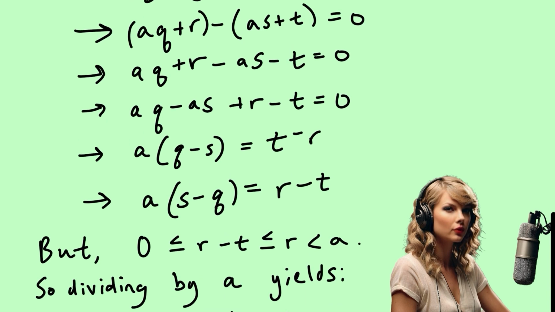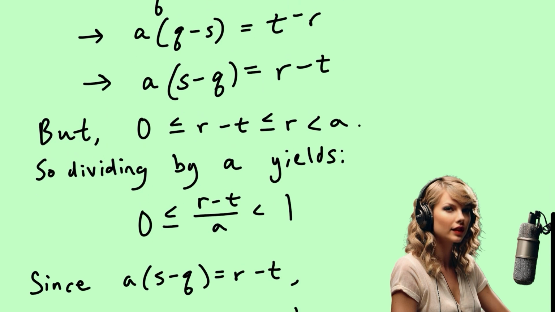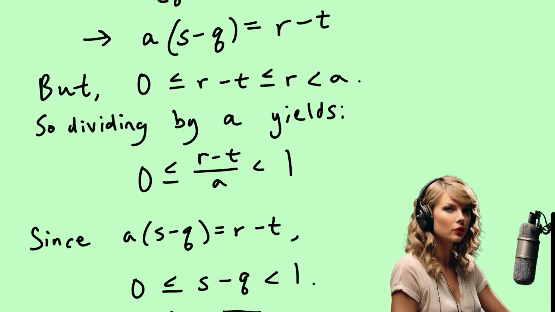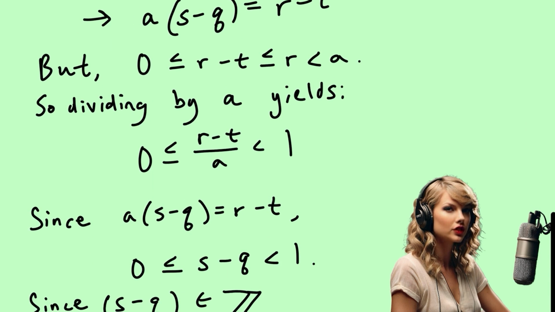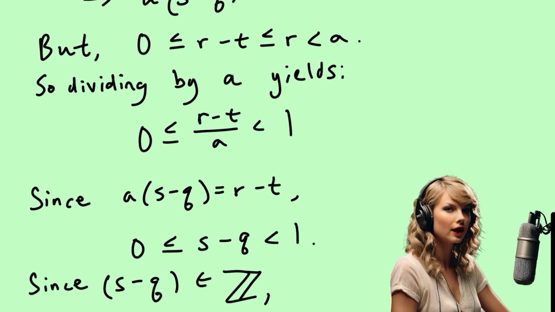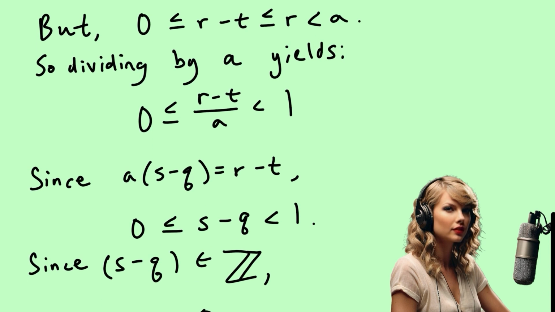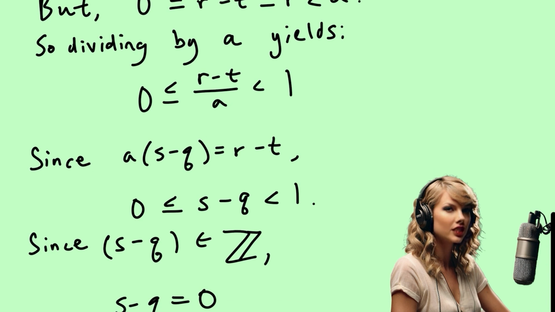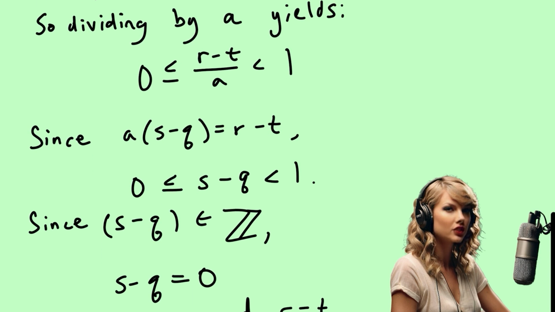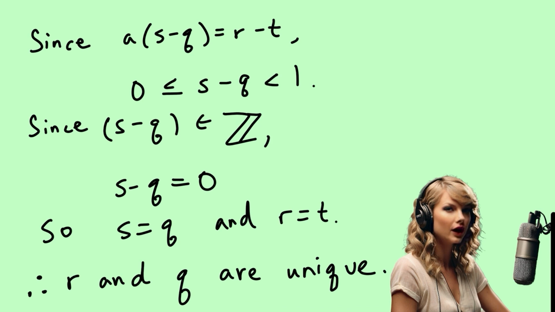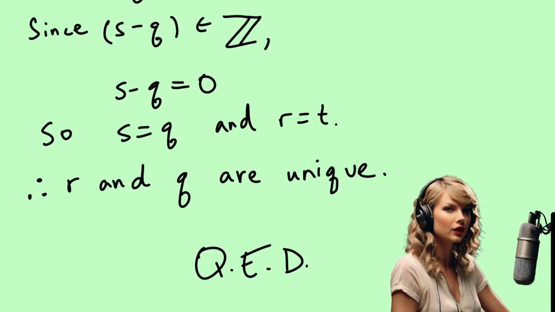So if we divide by A, we would get this compound inequality. This implies that 0 is less than or equal to S minus Q, which is equal to R minus T divided by A, which is less than 1. Since S minus Q is an integer, we must have S minus Q equals 0, so Q equals S and T equals R. We've now shown that the quotient and remainder are unique.